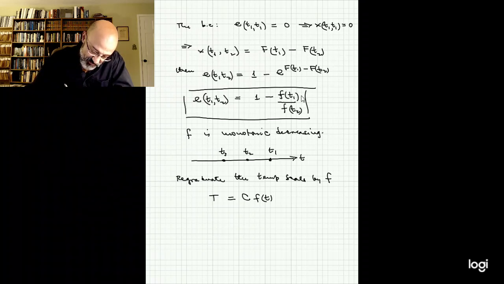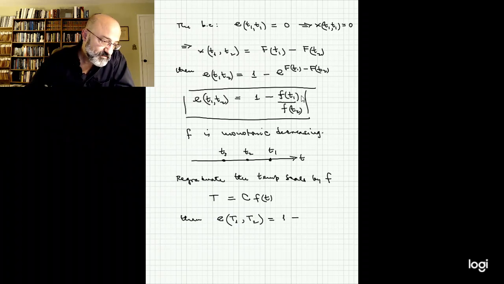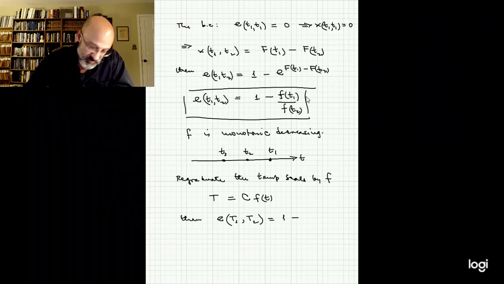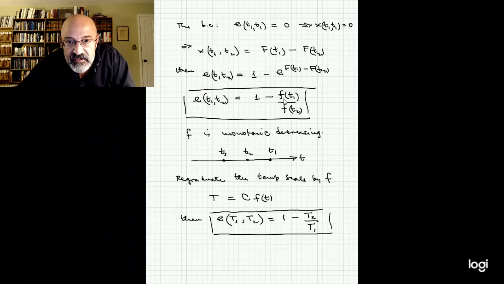So that then, when you regraduate in this way, the efficiency, which is a function of this regraduated variable, is just going to be 1 minus... did I get these things backward? Yes, I think I got these things backward here. We should check. So this is just going to be T2 divided by T1. Oh, sorry about that. I should be a little bit more careful here.